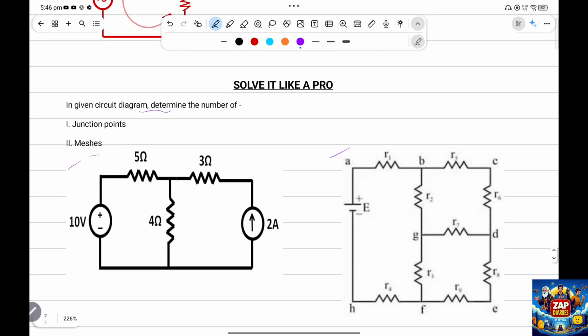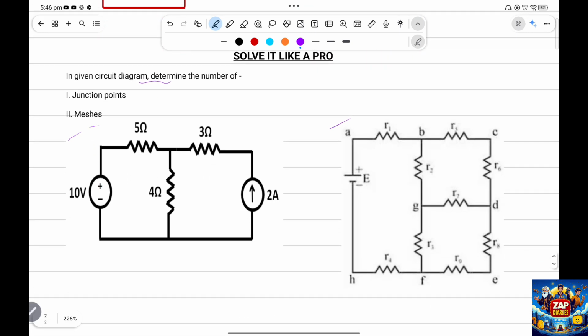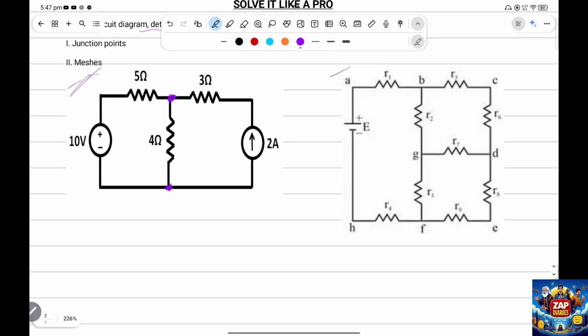Okay, so let's count the junctions. Taking this circuit, we have to identify where three or more elements are joining. First is this point. Then we have another point over here. Only these two are the junction points, where we have three elements joining. So here we have the number of junctions as two.